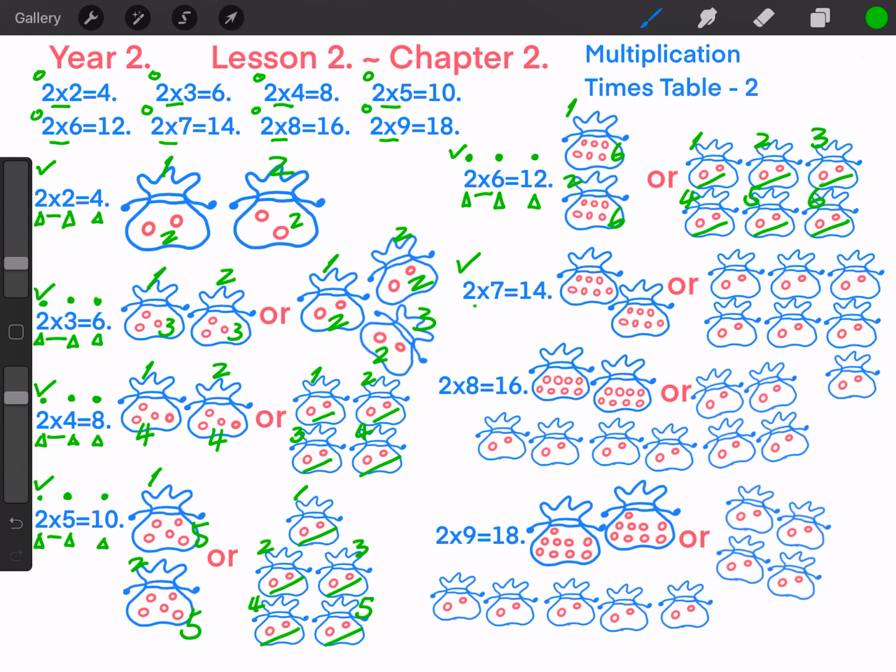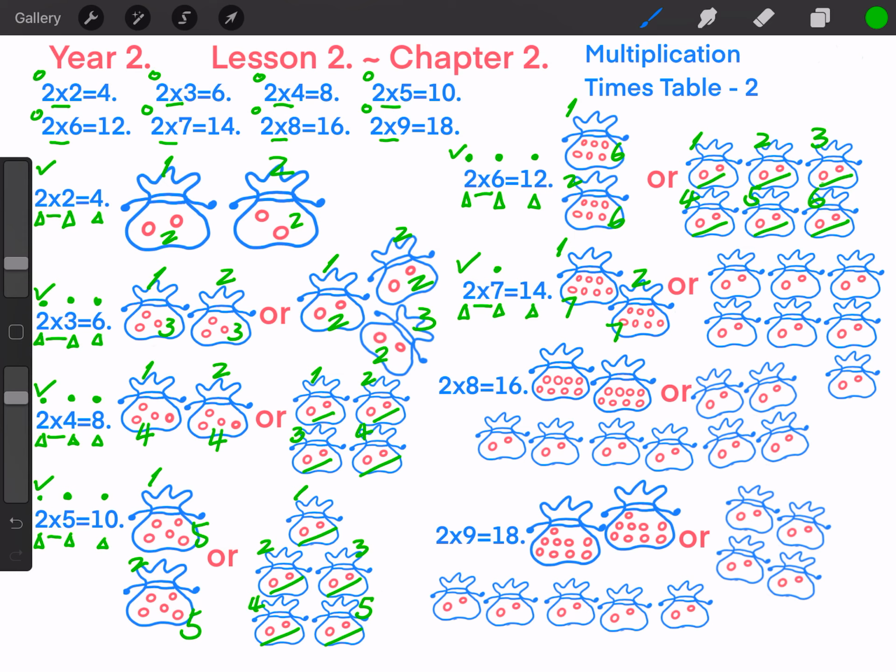2 times 7 equals to 14. First possibility, there are 2 bags. Bag 1, bag 2. And this time, there are 7 marbles in each bag. 7 marbles in bag 1. 7 marbles in bag 2. So totally we have 14 marbles.